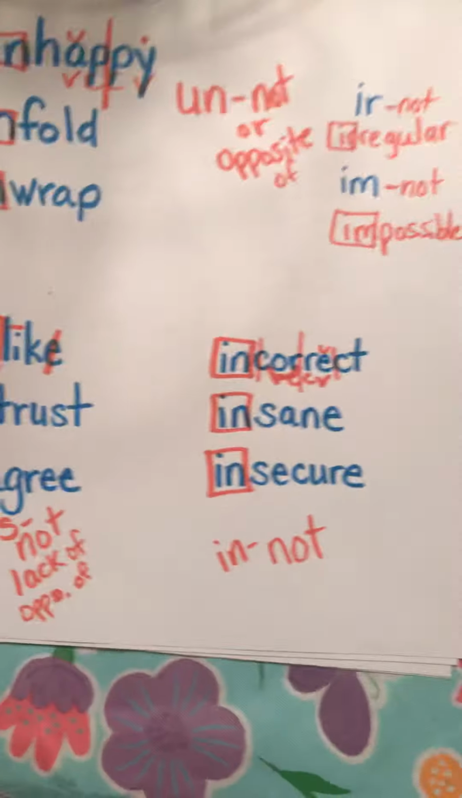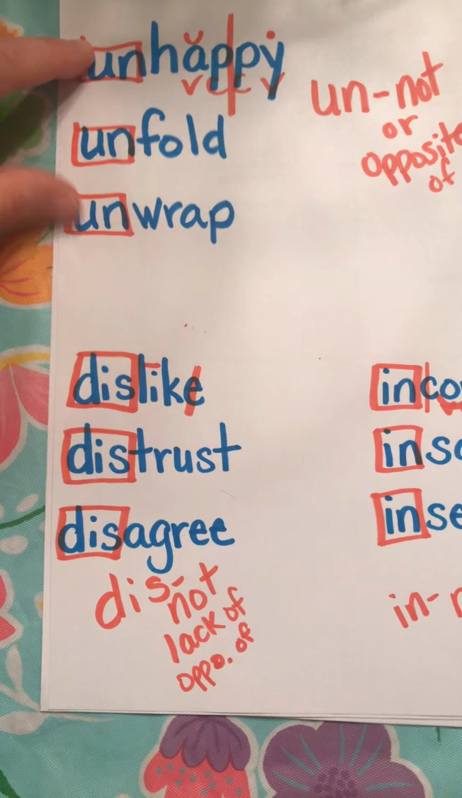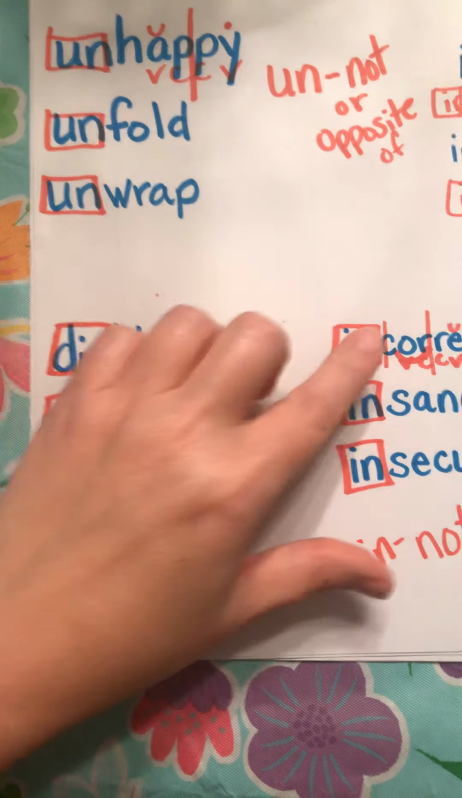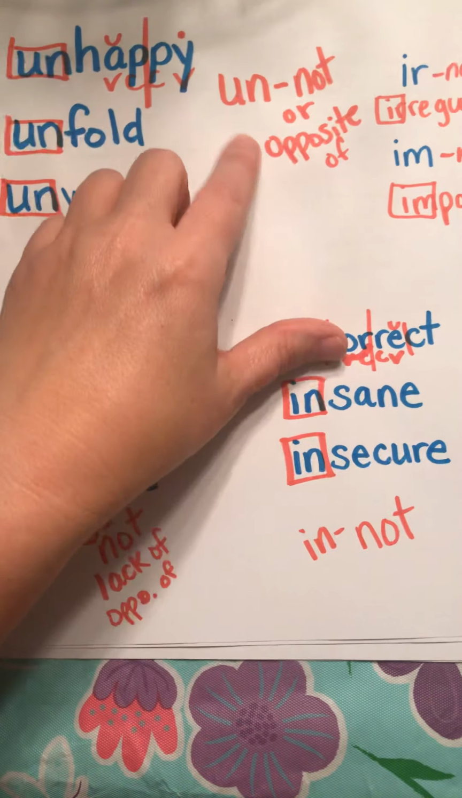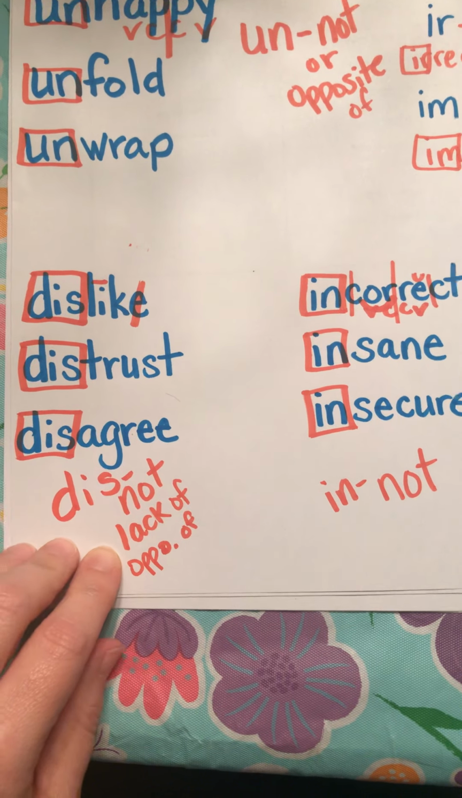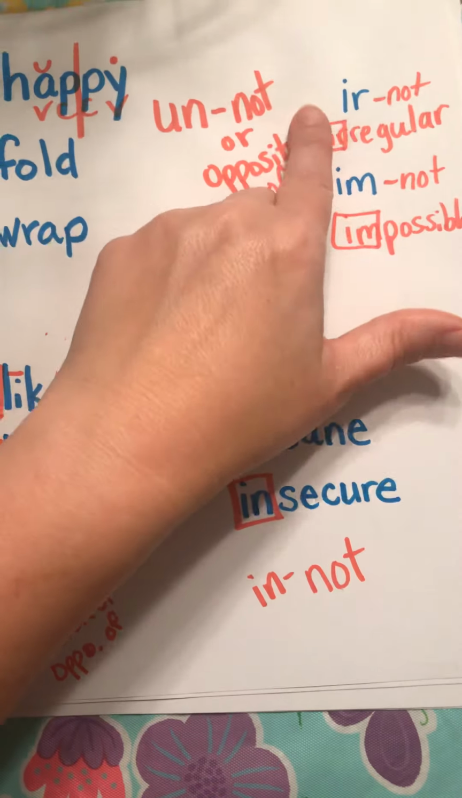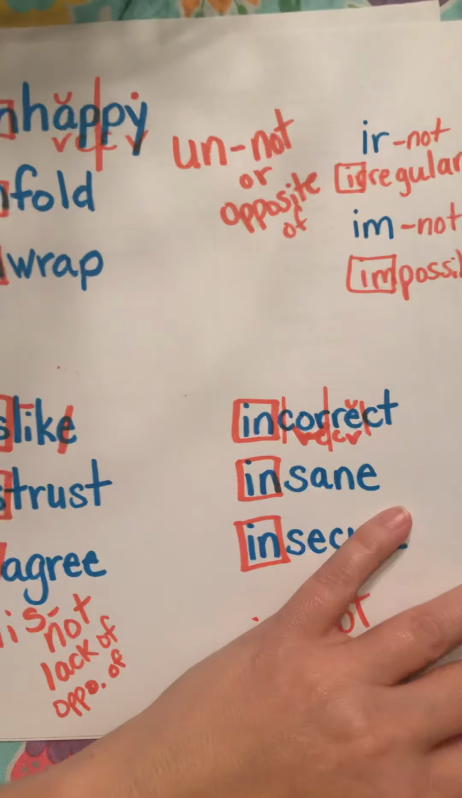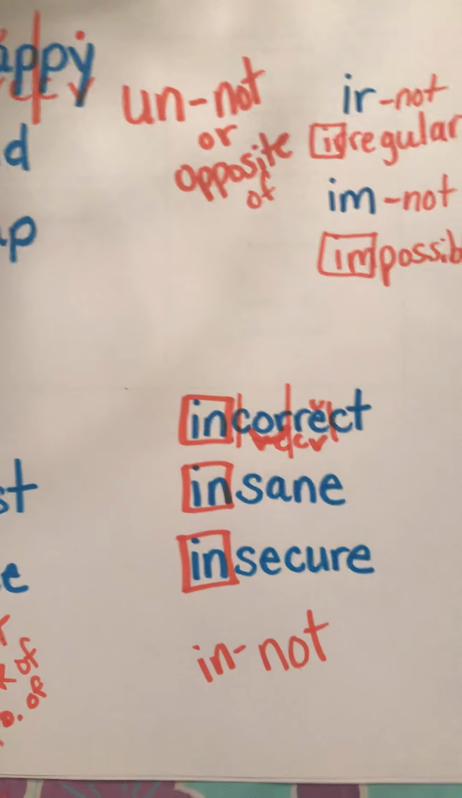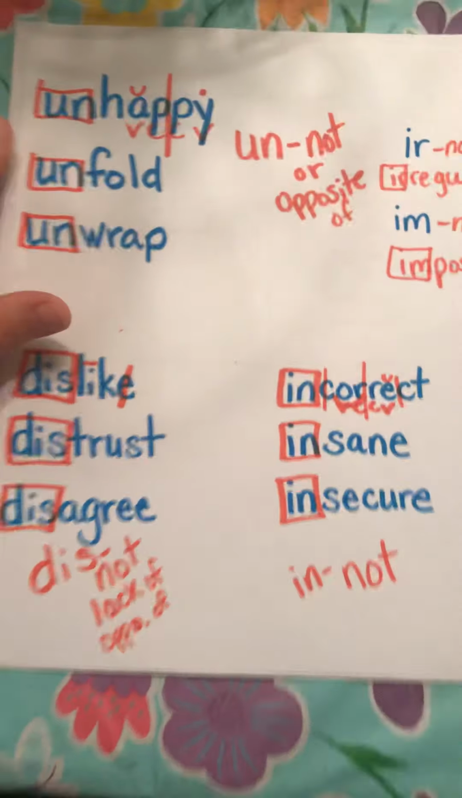Okay, so we're just going to do a very quick rundown of the prefixes that we learned yesterday. We learned about the prefixes un, dis, and in. Un means not or opposite of, dis means not or lack of or opposite of, in means not. And we also talked about ear and m. Both of those are not ones that we see a whole lot, but if we do see them, we know that they are prefixes and they both mean pretty much the same as the others.